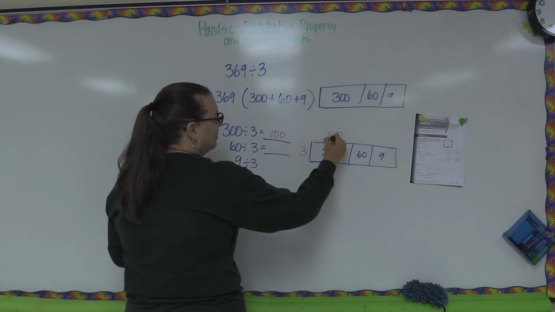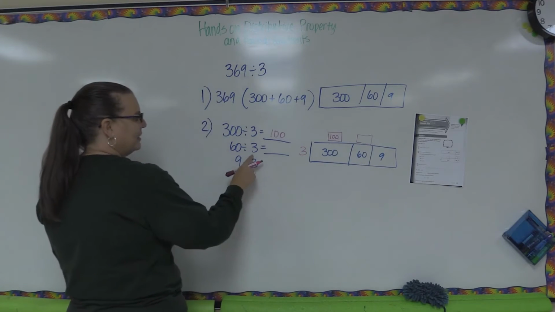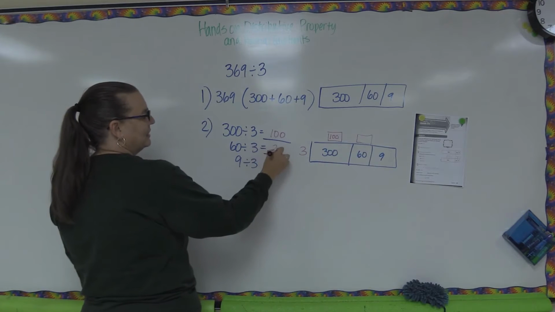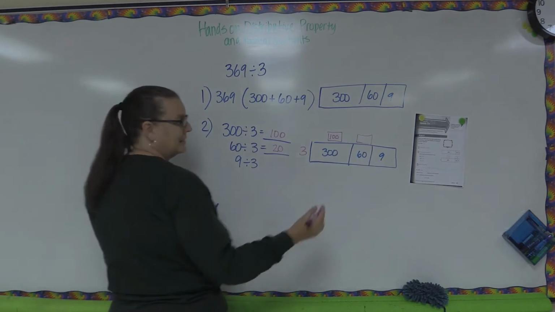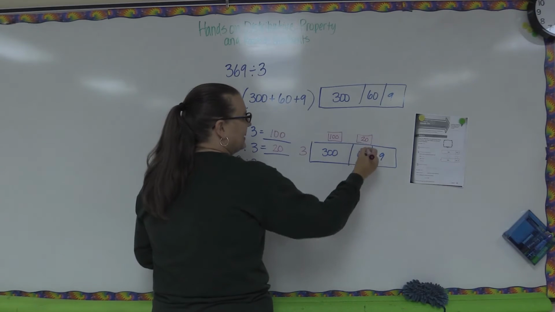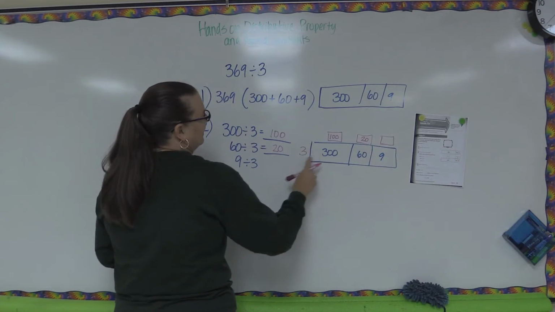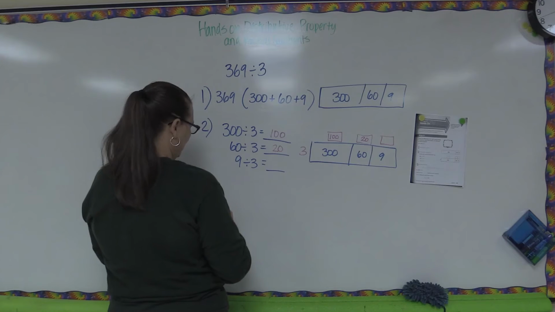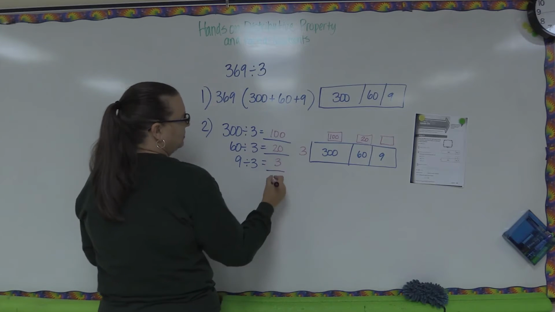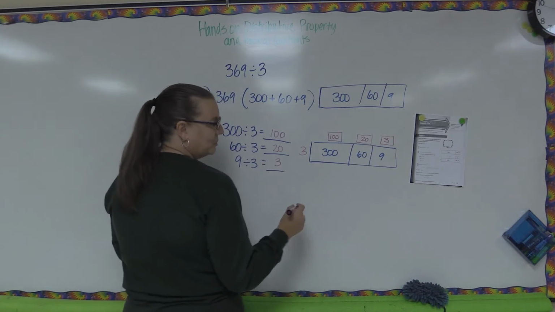I should put our answer up here. Hold on. Okay, if you have 60 and you divide it by 3, well, 3 fits into 6 2 times, 3 fits into 0 0 times, 3 times 20 is 60. So 20 is going to be that part. And then the last part, 9 divided by 3, that would be 3. So you have successfully divided this number by its place value spots.